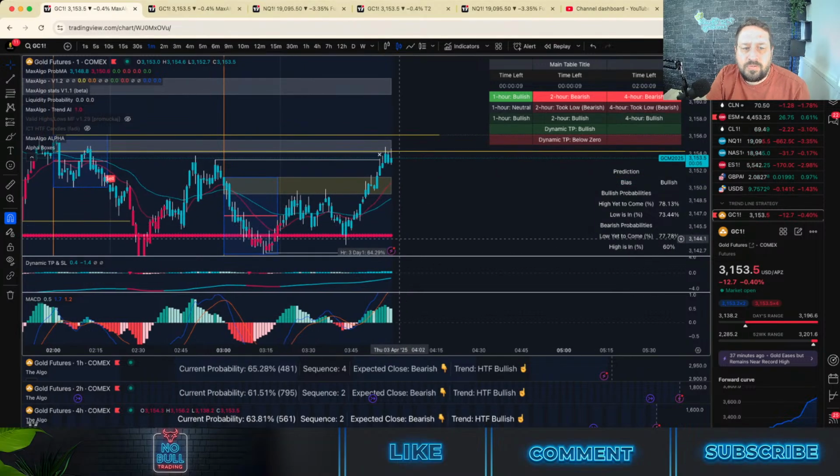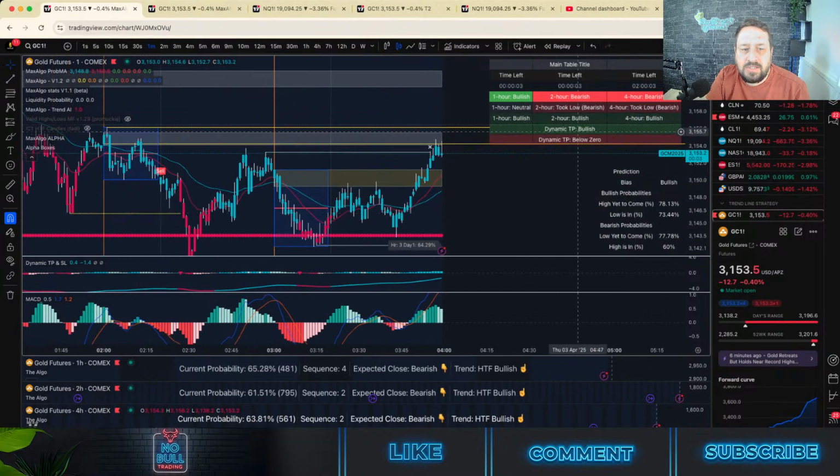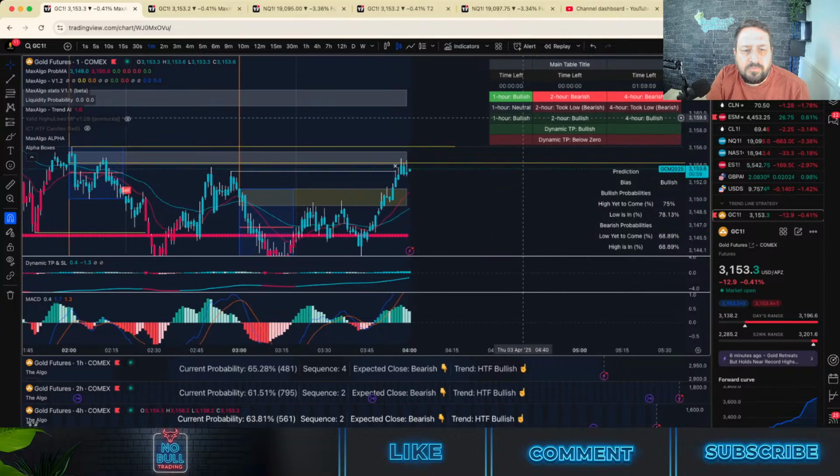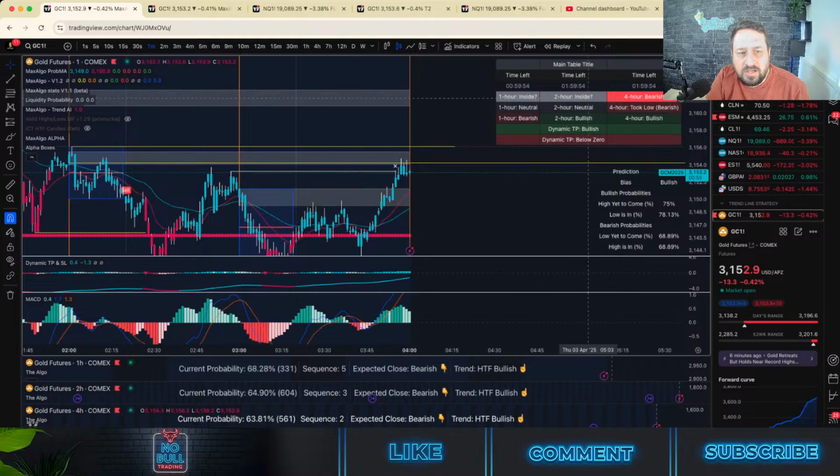So these are our confluences, right? So I can see now currently dynamic TP is bullish, it's below 0. We are above the 1 hour. We've just gone into the inside of the 2 hour box. So these are the boxes, but multi-time frames. We can use different time frames. So we've got the 1 hour, the 2 hour, and the 4 hour. So we're inside the 1 hour. Below the 4 hour, because that's the previous 4 hour, right?